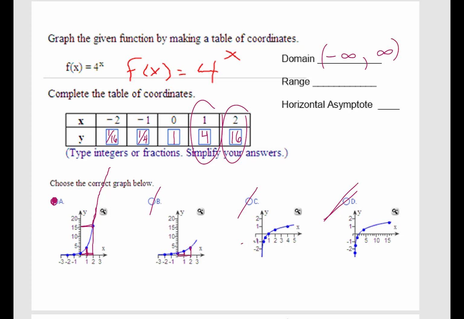And then for my range, remember there's that horizontal asymptote. So we see that this is where we actually begin our points, right? So I'm not including it though. So it would begin at 0. And then we see that it continues upward without bounds. So to infinity. My horizontal asymptote, unless this graph has been shifted upward any, then we're going to have that horizontal asymptote at y equals 0.